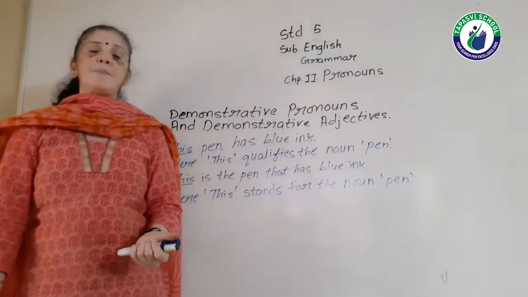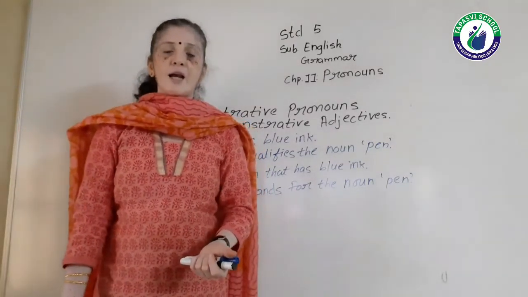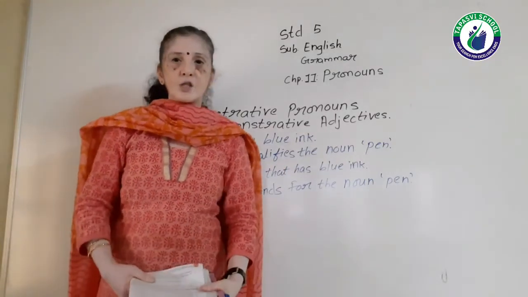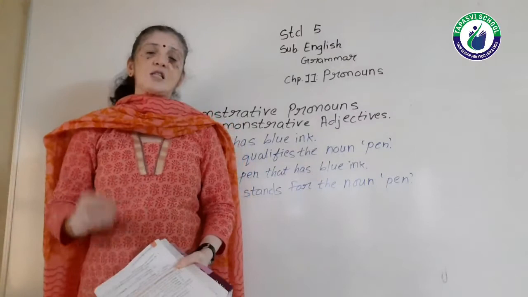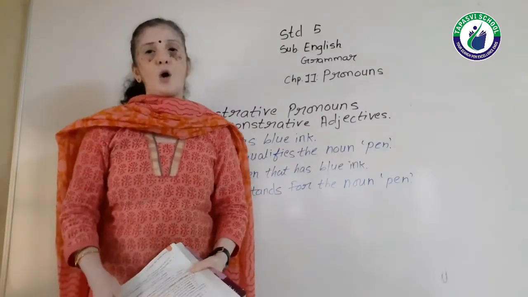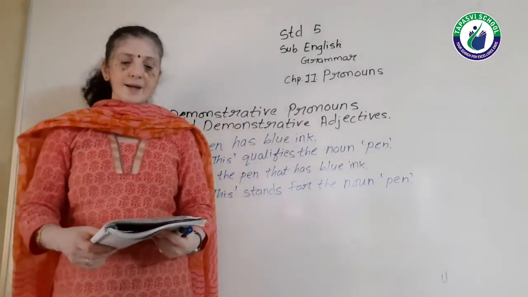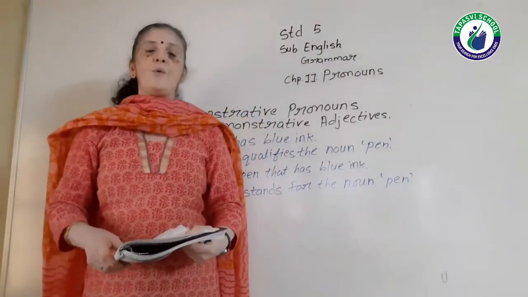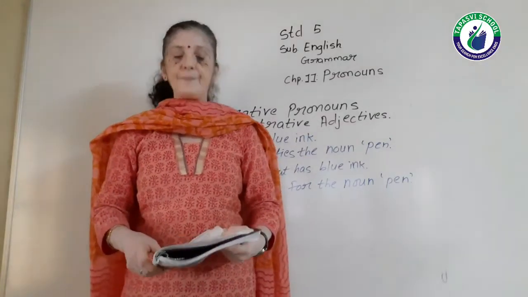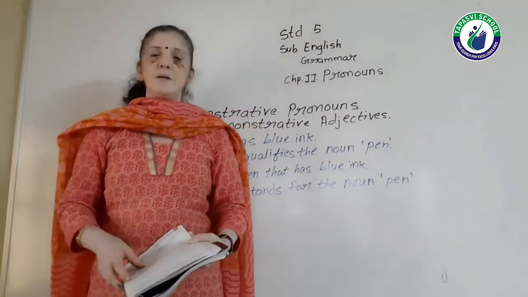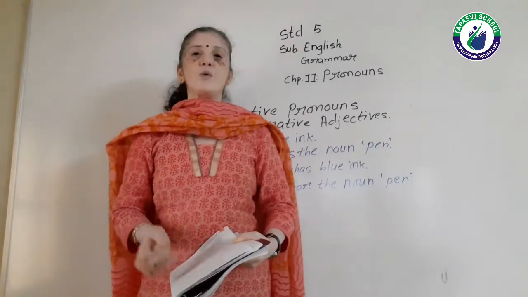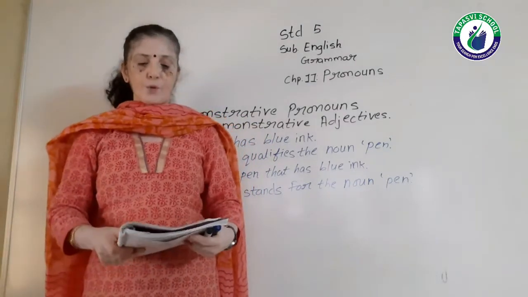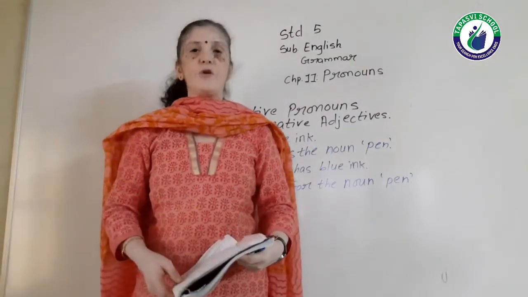So students, keep in mind when any word qualifies the noun, then it is called adjective. But when any word stands for the noun, it is called pronoun. Right students? And demonstrative adjective is placed before the noun, and demonstrative pronouns are usually placed before a verb. So what is the difference? Adjectives are written before the noun, and demonstrative pronouns are usually placed before verb.